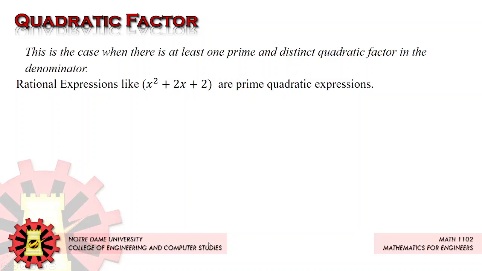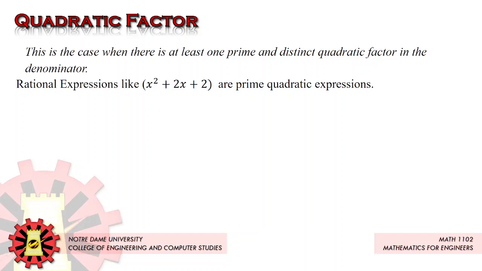Good day. This will be part 3 of our discussion on partial fractions. So, the third case would be a denominator with a quadratic factor. This is the case when there is at least one prime and distinct quadratic factor in the denominator. Say, for example, a rational expression like x squared plus 2x plus 2 is a prime quadratic expression.